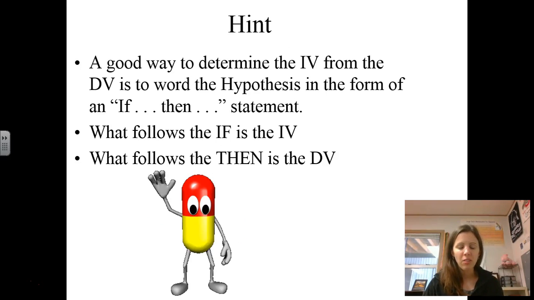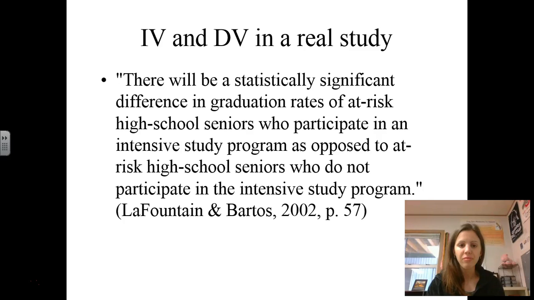A good way to help yourself out with this is that if it's an if-then statement, whatever follows the if is the independent variable, and whatever follows the then is the dependent variable. So my hypothesis might be, if half of my students drink caffeine before every test, then their test scores will improve 20% over the control group. That could be my hypothesis. So to test yourself, I want you to read this statistically significant study right now, and I want you to see if you can determine what is the independent and dependent variable.